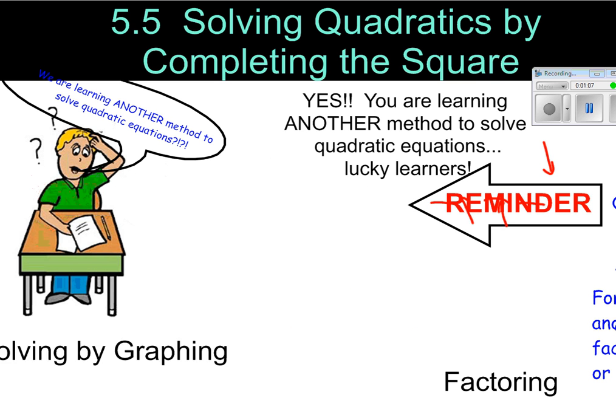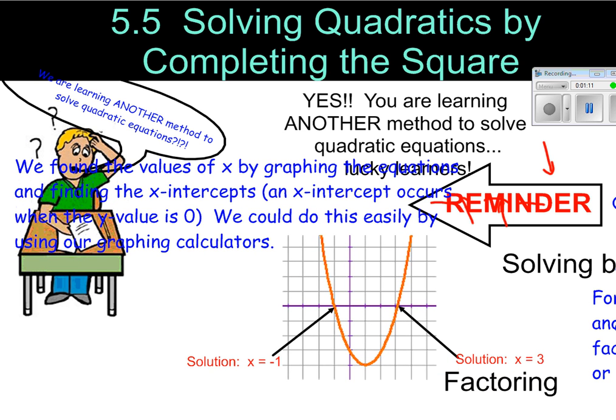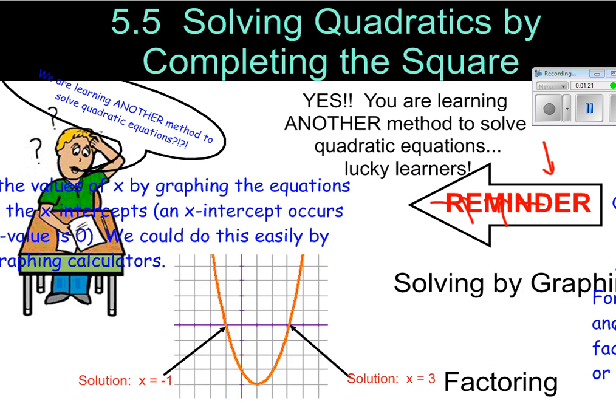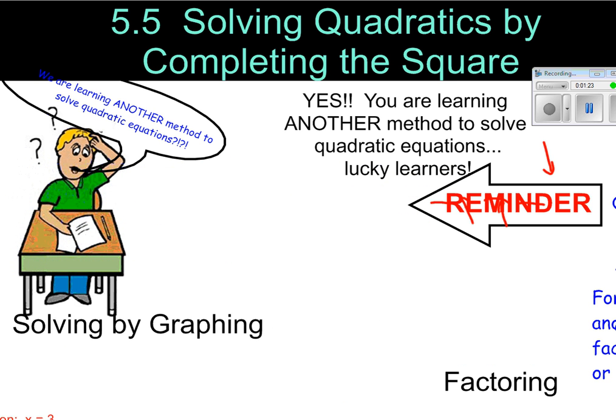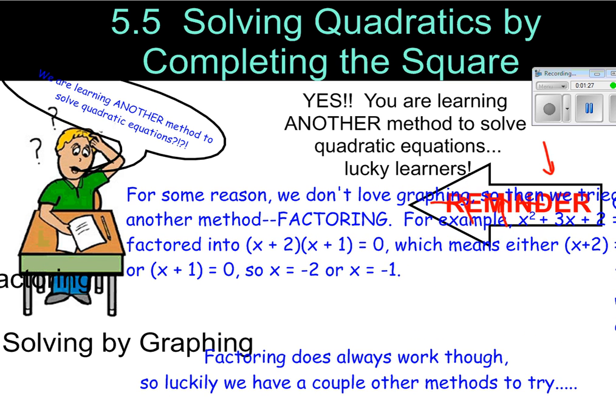Solving by graphing. That happens when we try to graph it and see where it crosses the x-axis, so the x-intercepts. We could do this easily by using our graphing calculators. Slight problem. You guys don't like graphing. Well, that's okay. So plan B. We don't love graphing. So then we try factoring.